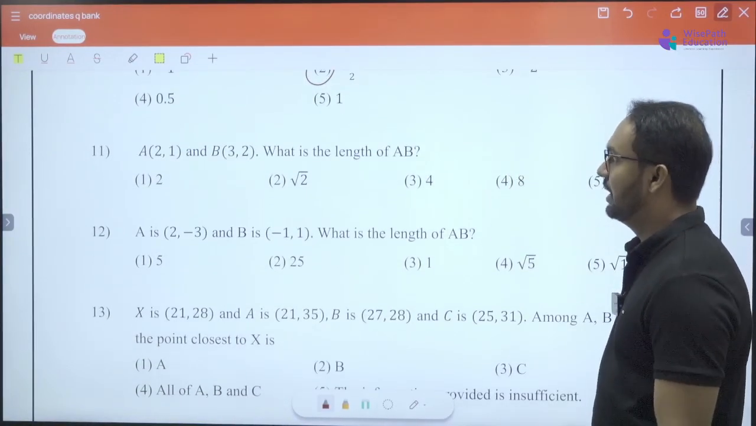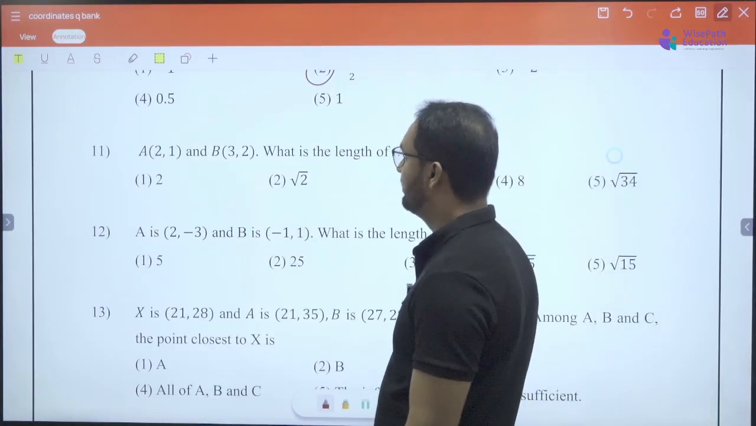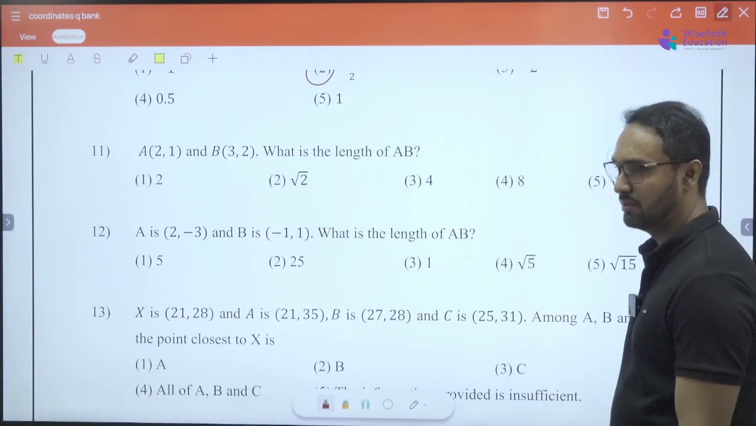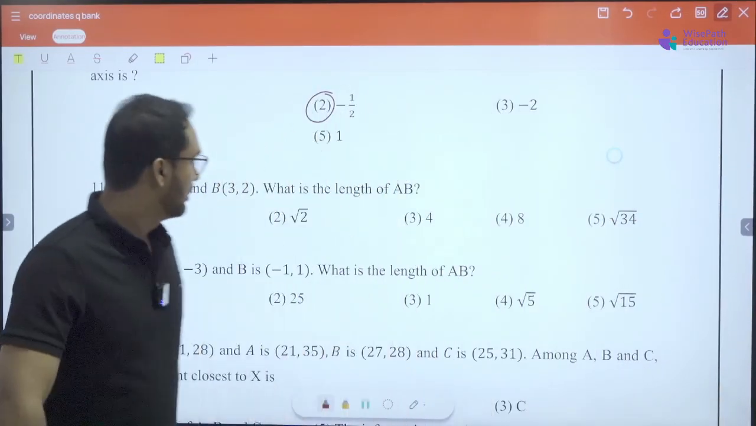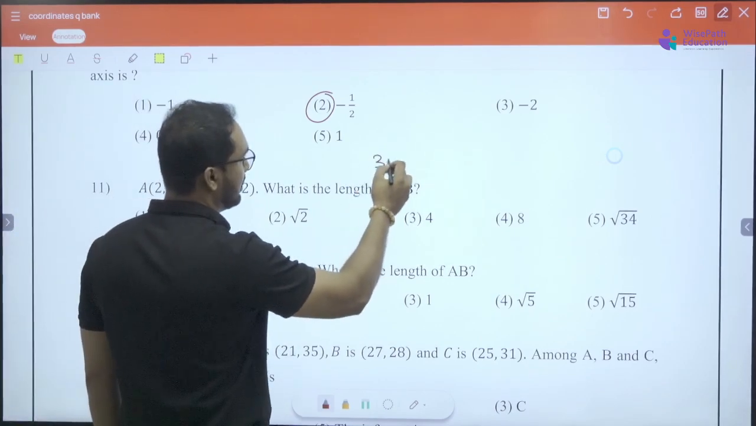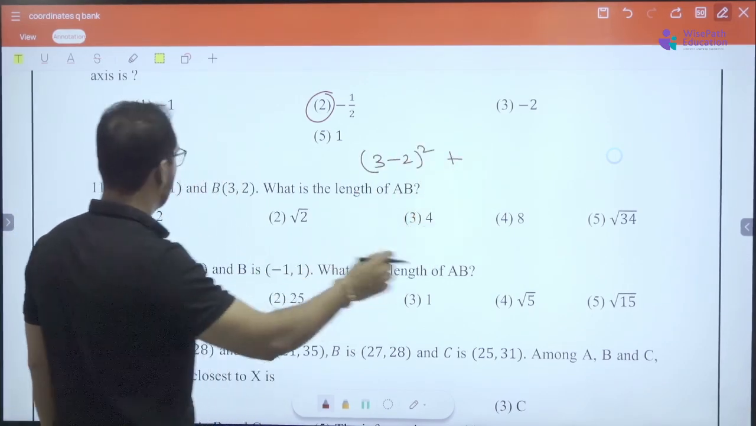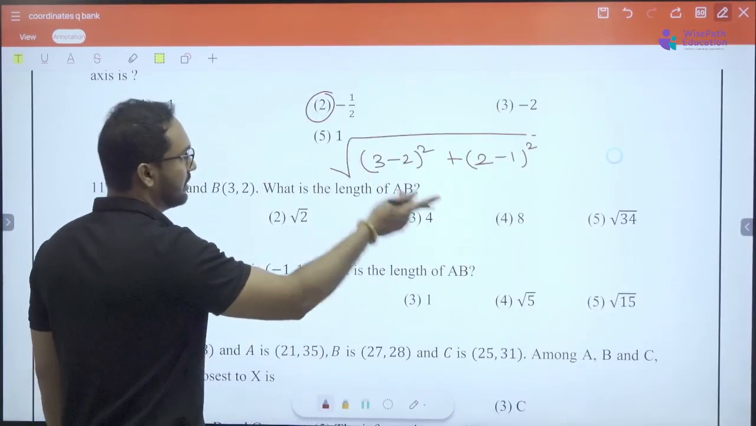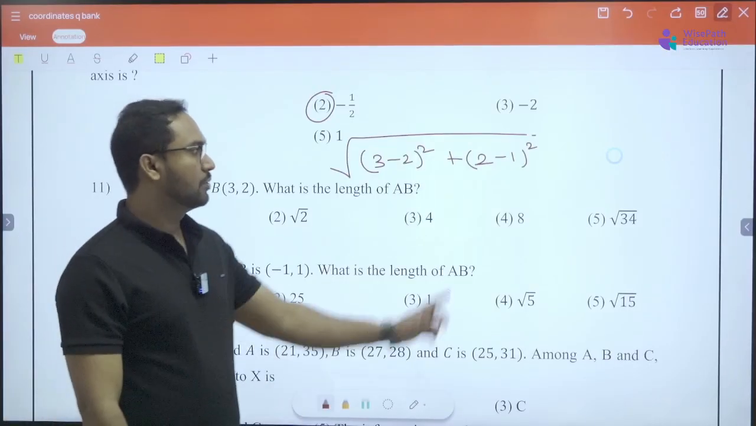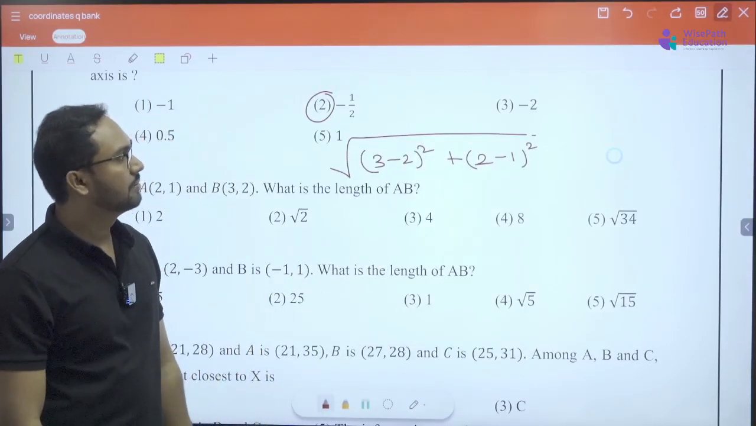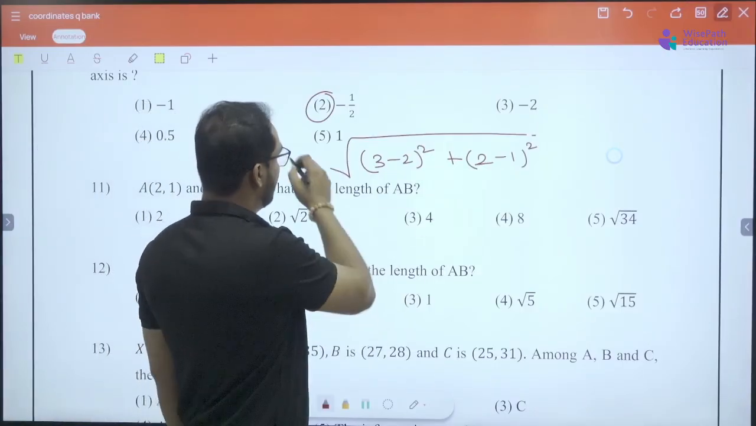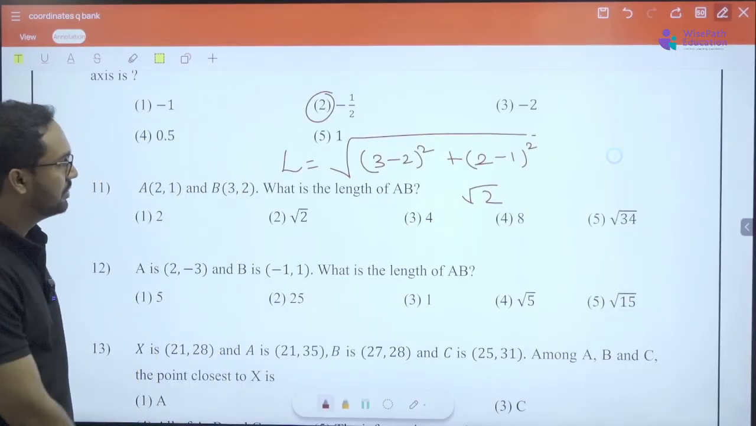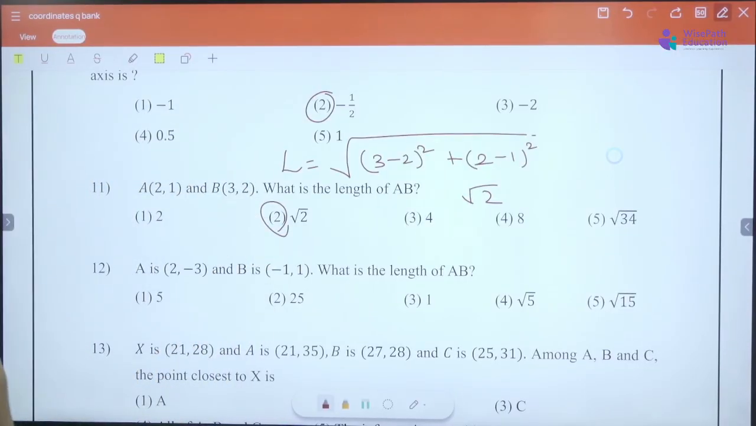11th question: A is (2, 1) and B is (3, 2). What is the length of AB? It's back again to Pythagoras. So I'll apply the values here: 3 minus 2 squared plus 2 minus 1 squared, and the complete square root of it. 3 minus 2 is 1, 1 squared is 1, 2 minus 1 is also 1, 1 squared is 1. 1 plus 1 is 2. The square root of it should be root 2. The answer is root 2.